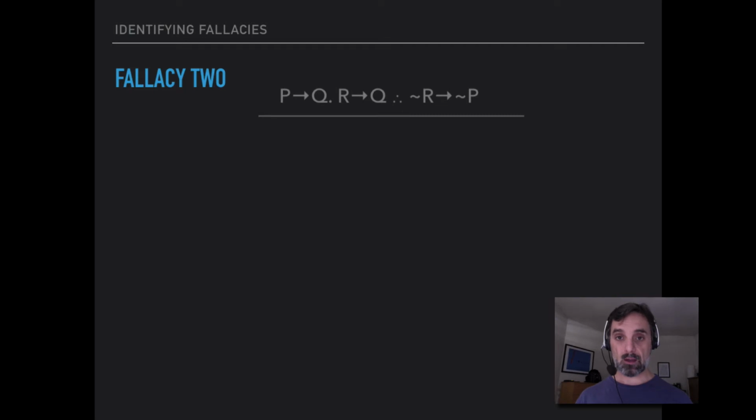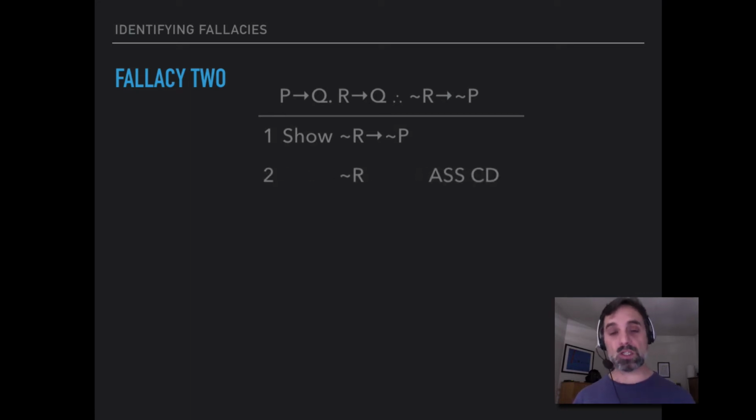So here's our second argument that we're going to do a fallacious derivation of. The premises are if P then Q and if R then Q, and the conclusion is if not R then not P. So we'll start off by showing the conclusion. We then think, okay, what should I do next? Well, if I can, I want to make an assumption, and this is a conditional, so I can make an assumption for a conditional derivation. I'll assume that not R is true. And now my goal is to get to not P, and when I get to not P, I can box and cancel with CD. So we bring in our premises if P then Q and if R then Q.